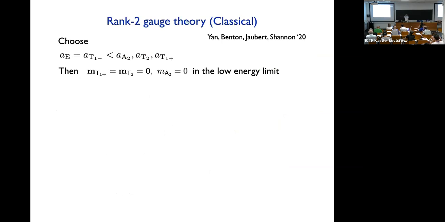But then, in order to make further progress, I'd like to successively remove higher modes, and I'd like to keep only the low energy modes. So it turns out it's useful to keep only the so-called E mode and T1 minus mode. The E mode is doubly degenerate, the T mode is triply degenerate. So if you only keep these modes.